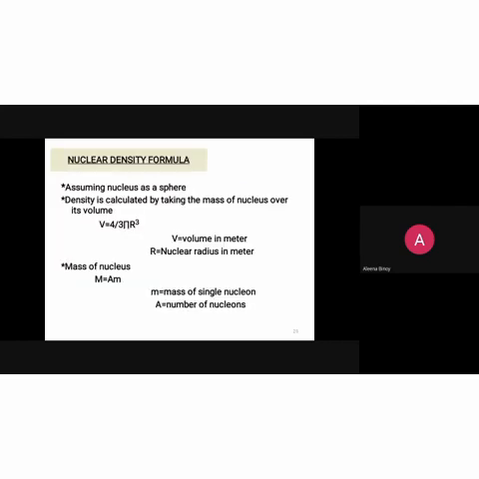So now we are moving to the formula or derivation of nuclear density. We are assuming the nucleus is a sphere, and the density is calculated by taking the mass of the nucleus over its volume. First of all, since we are considering the nucleus as a sphere, V is equal to 4 by 3 pi R cube, where V is the volume in meter cube and R is the nuclear radius in meter. And mass by volume is density. So mass is equal to A times m, where m is the mass of a single nucleon and A is the number of nucleons. Next slide, please.